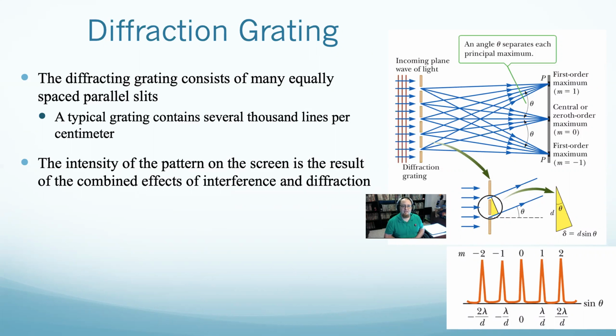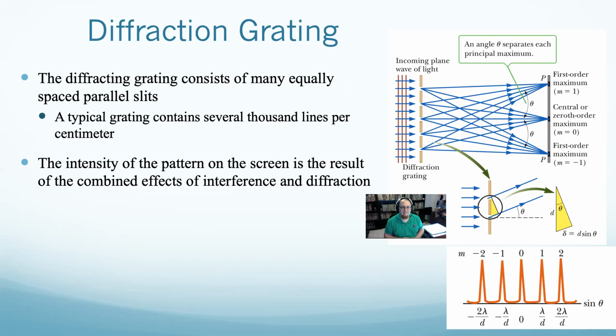A diffraction grating is equally spaced parallel slits. Traditionally, it's several thousand lines per centimeter. It's actually not really slits as much as lines on a piece of glass. If you have a dark spot and light can go on either side, it's kind of the same as having two slits when they're so thin. As I said, thousands of lines per centimeter.